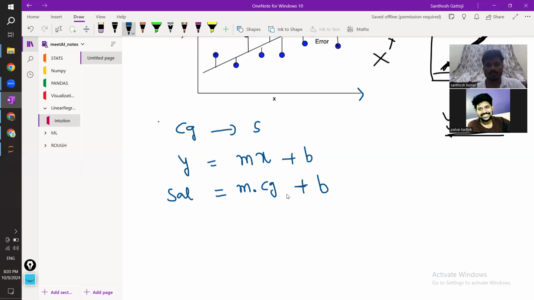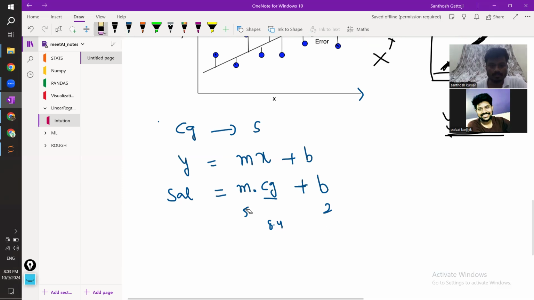This is my line. That means whatever the input CGPA, if you know the values of m and b, assuming you know them, you can just give me a new person's CGPA, a fresher or some experienced person. Let's say m is 5 and b is 2, and a new person came and his CGPA is 8.4. Just multiply this by 5 plus 2, and that should be the salary. We have this equation.